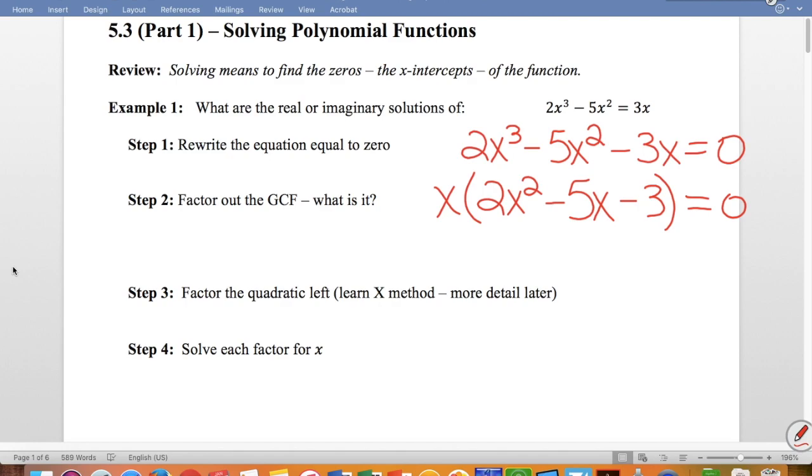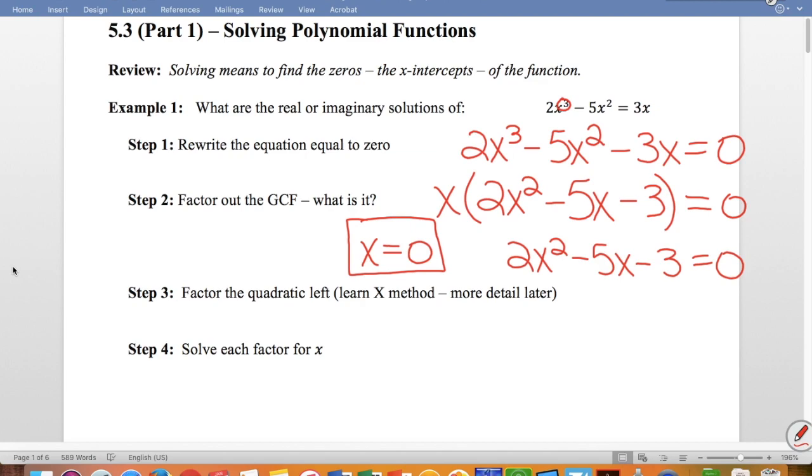At this point, I can go ahead and use my zero product property. I know that x times the quantity 2x squared minus 5x minus 3 equals 0. That means one of those two quantities has to be equal to 0. So either x equals 0 or 2x squared minus 5x minus 3 equals 0. Since I have a cubic function, I should have 3 solutions. I already have one of my solutions, x equals 0. So now let's use factoring to solve the quadratic part and find my other 2 solutions.